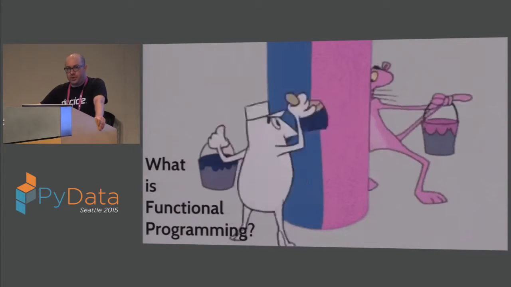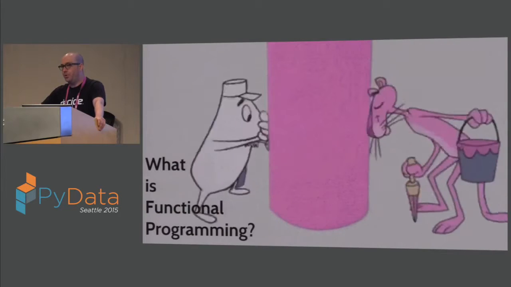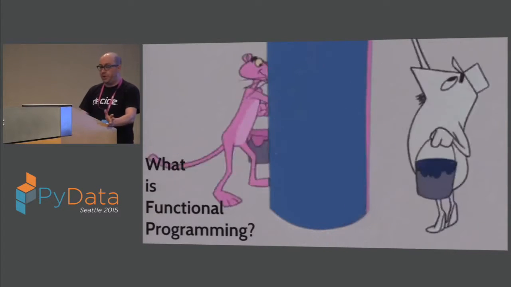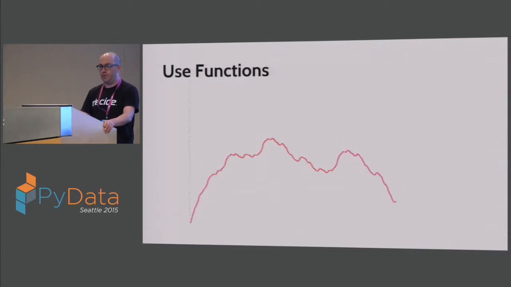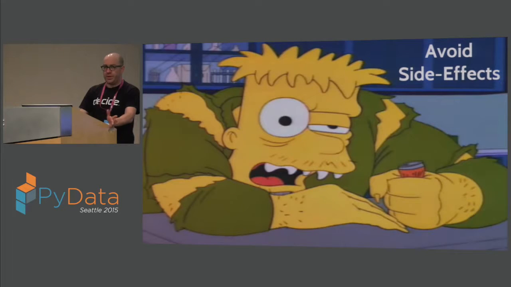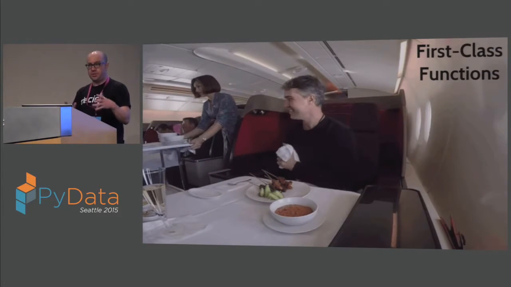Before we talk about functional programming for data science, we have to talk about what functional programming is. Everyone kind of has their own definition. But generally, it involves some combination of the following things. Using functions. Obviously, that's kind of in the name for functional programming. Avoiding side effects. So we try and write pure functions that don't have any kind of side effects. First-class functions. So we treat functions just like any other objects.